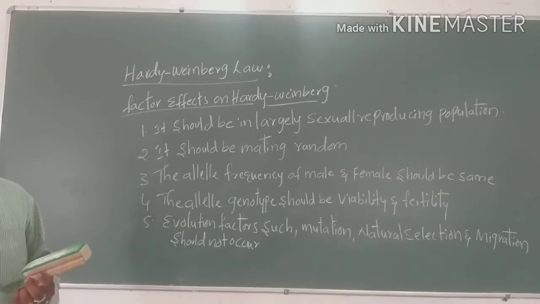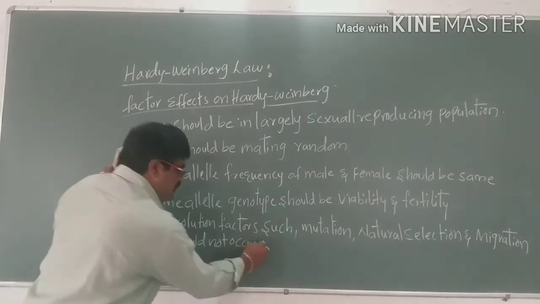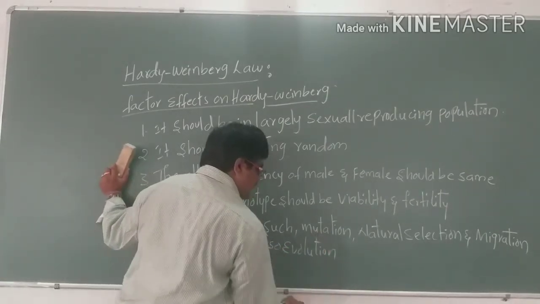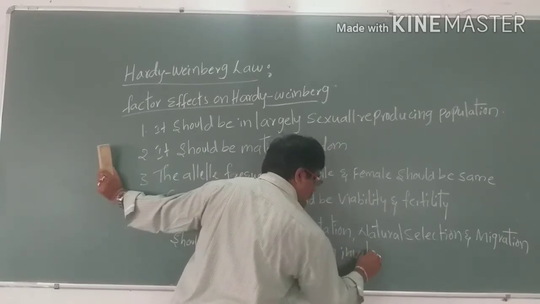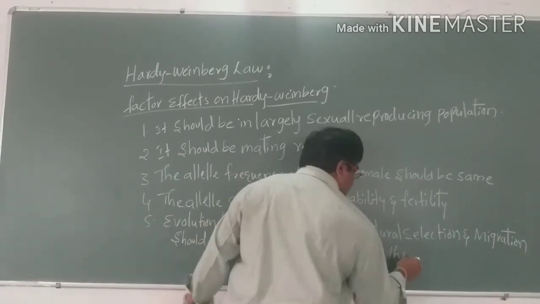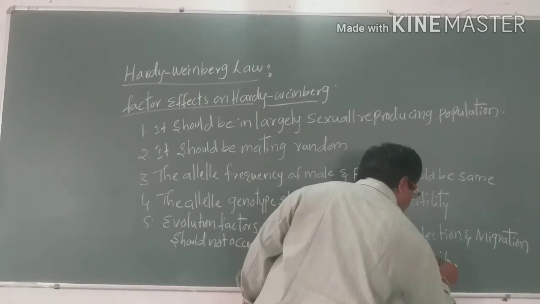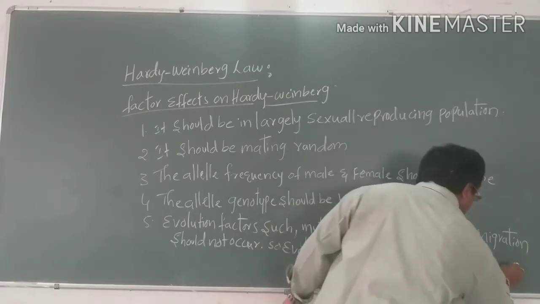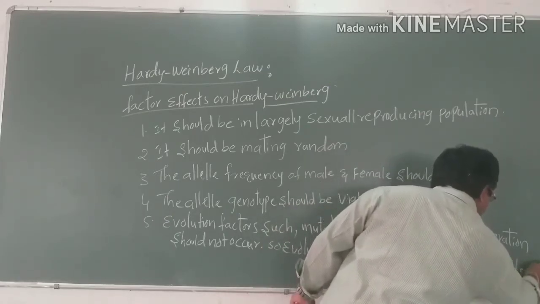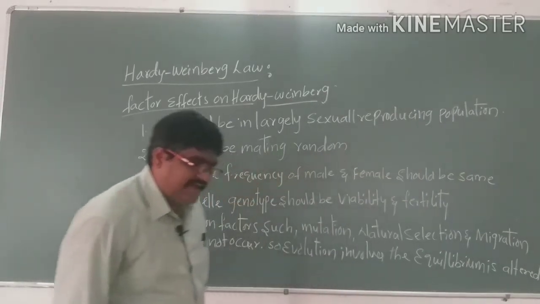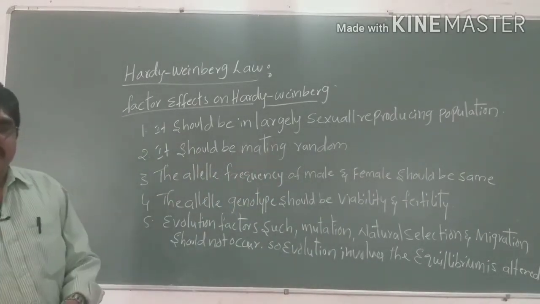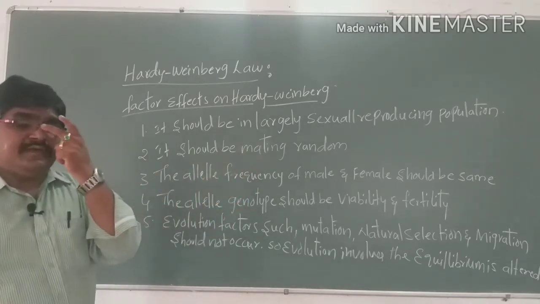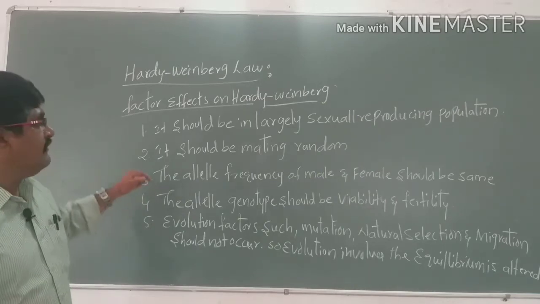So evolution involves the equilibrium being altered. So these are the 5 factors which affect the rate of the Hardy-Weinberg law.